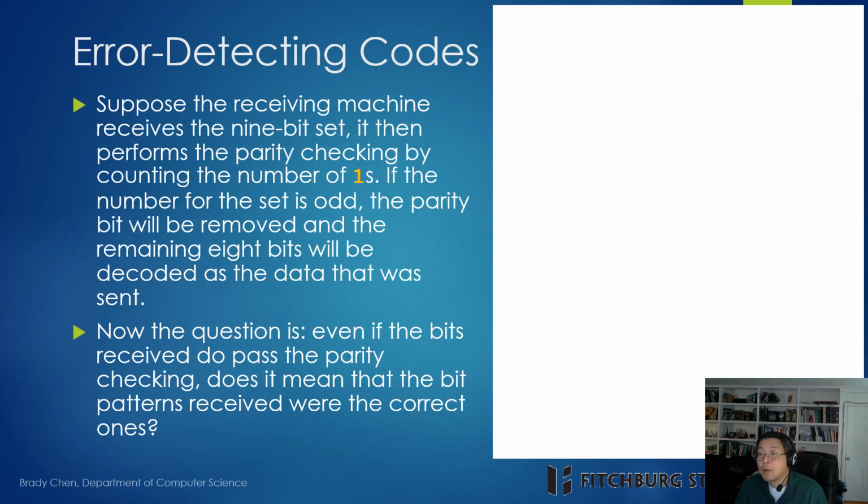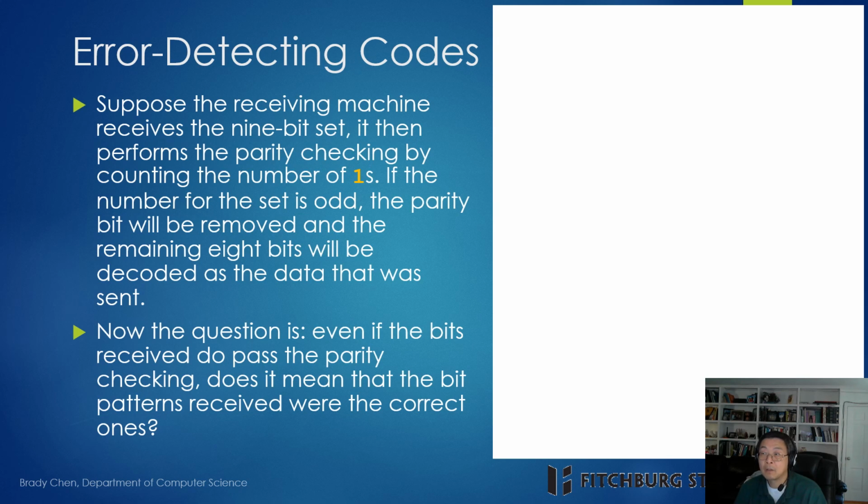So now, once the receiving side receives the 9-bit set, it will check the number of ones. Then it applies the parity checking. If the number of ones in the set is odd, then the parity bit will be removed and the remaining 8 bits will be accepted and decoded as the data that was sent.